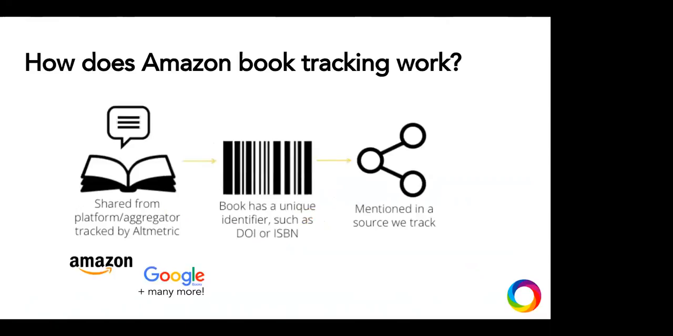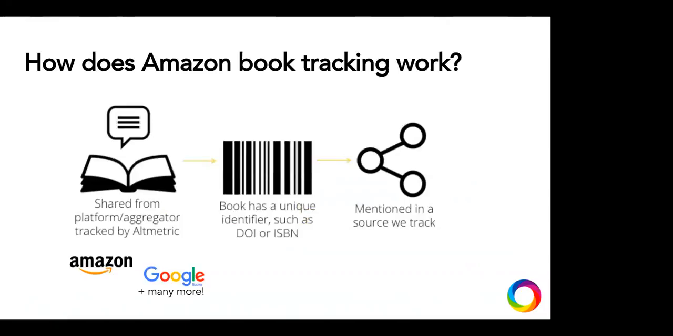In terms of how it actually works, we really start with the aggregator sites or the platform on the left. Where I mentioned we support over 50 publishers and aggregators, that is what is happening here on the left. So we're tracking individual publisher platforms, but also sites like Amazon and Google Books now.